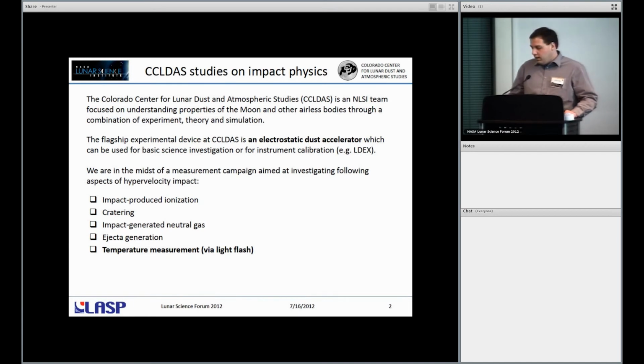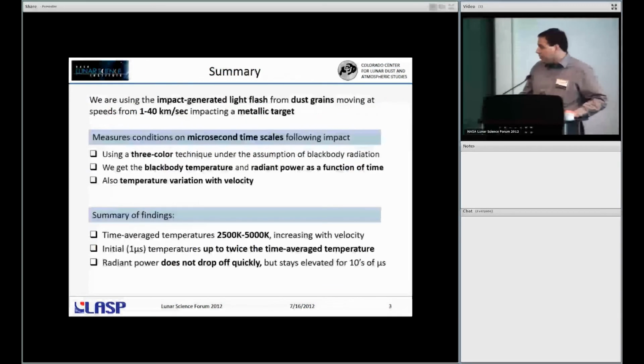These are the 5 areas with ongoing experiments. Impact-produced ionization: Mihai also showed you a time-of-flight spectrometer this morning. Cratering studies: we can take electron micrographs of the craters produced by high-speed impacts. Generation of neutral gas by impact, ejecta, and finally the thing I'm addressing today, temperature measurement by the emitted light. This is a summary outline for my talk.